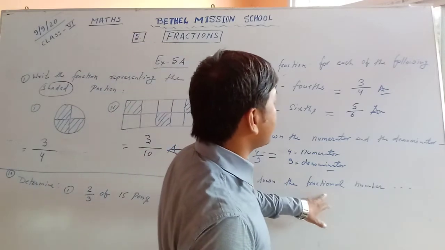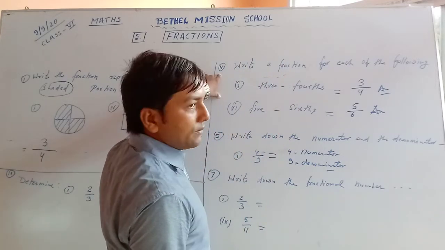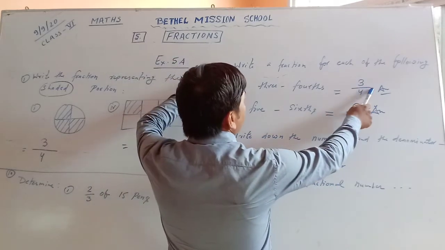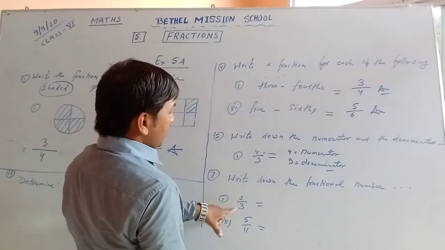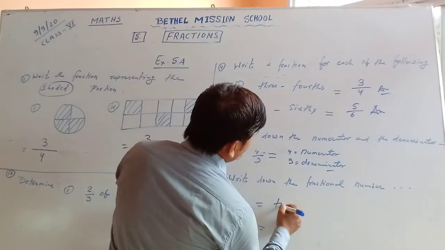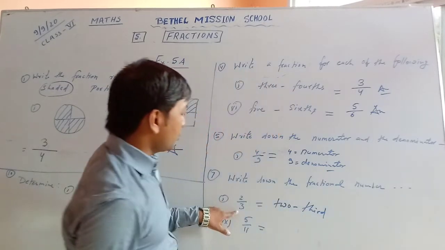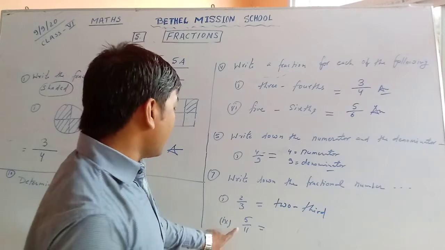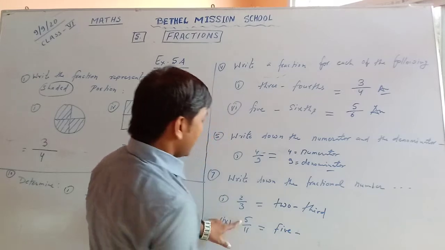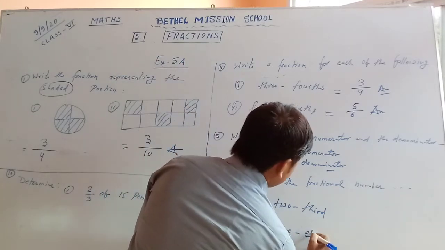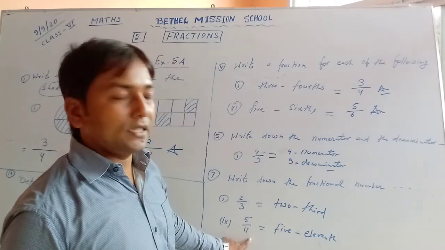Now 7 number. Write down the fractional number. 2 upon 3. This is just the opposite of the 4th number. There, the number was given and you had to write 3/4. This is 2 upon 3. You have to write the number. First write 2, and this is third. This is 2 third. Now here first write the 5 and 11. This is 5 11.